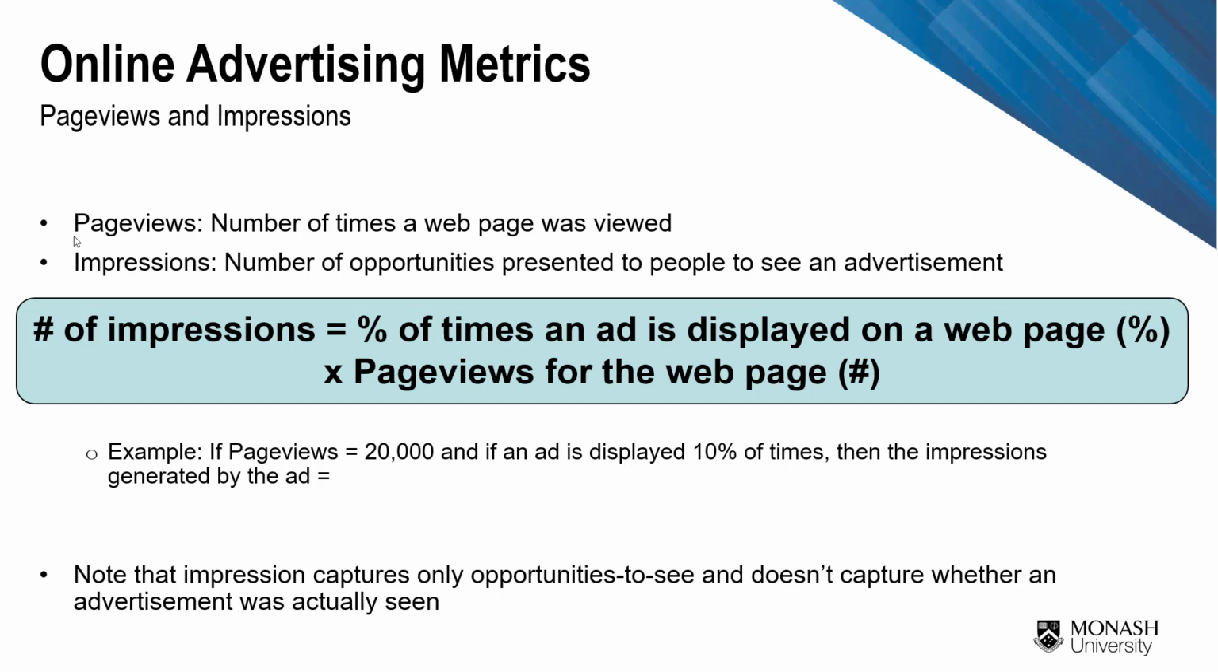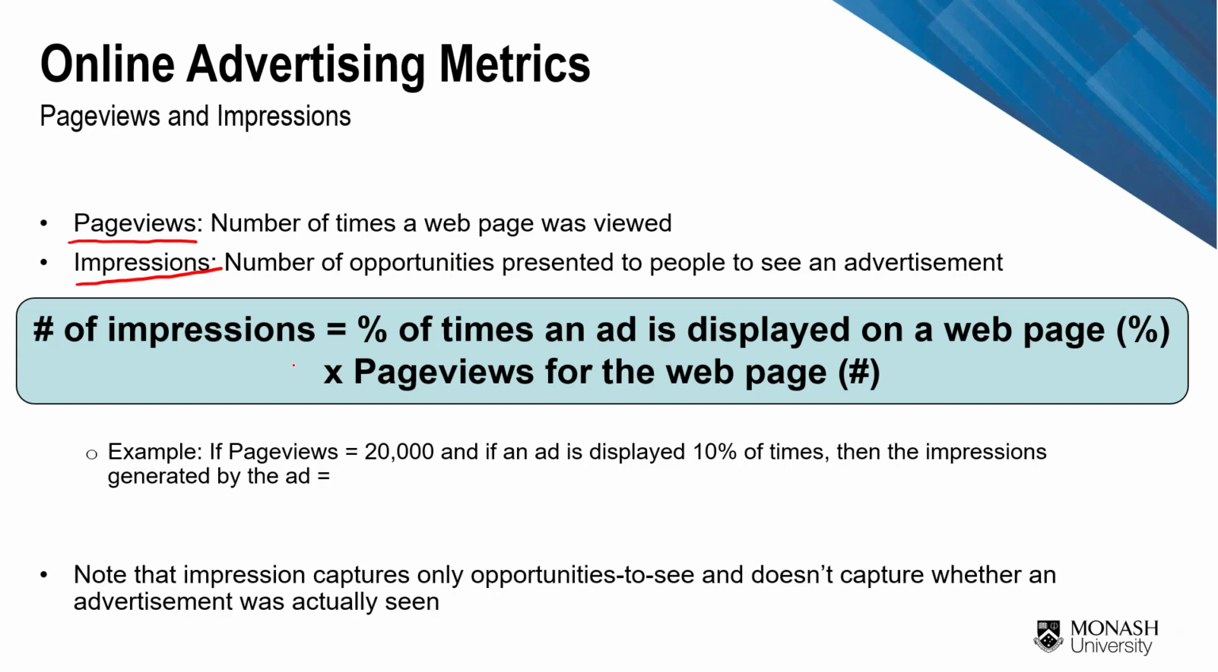So the first term that we are going to use is what we call page view. As the word suggests, page is page and view is basically viewing. So basically, how many times have you viewed that page, or in this case, a web page? And impression is still the same: the number of opportunities presented to view that advertisement.